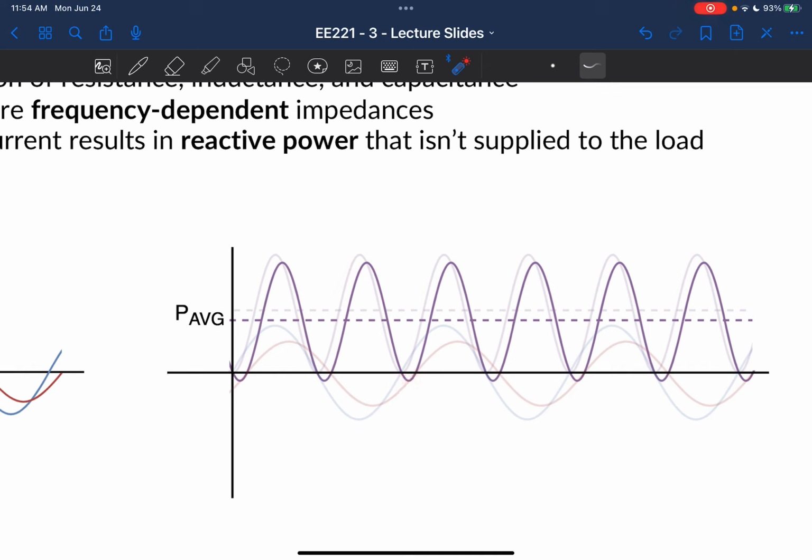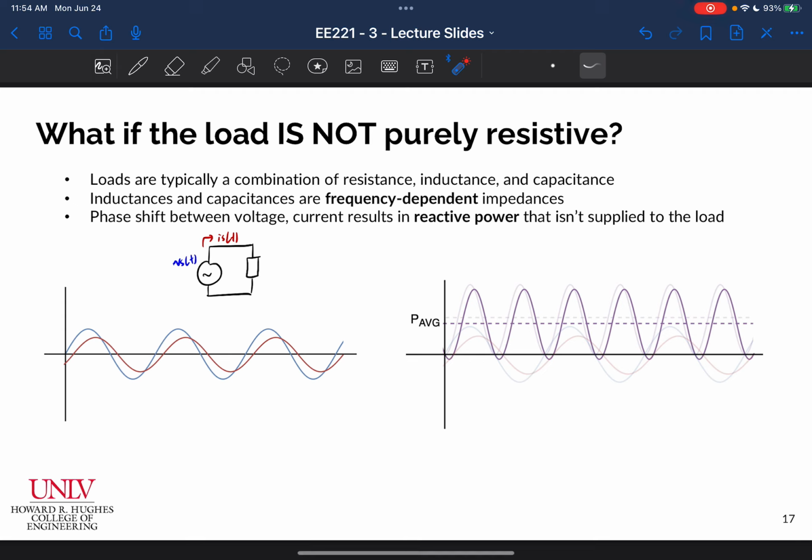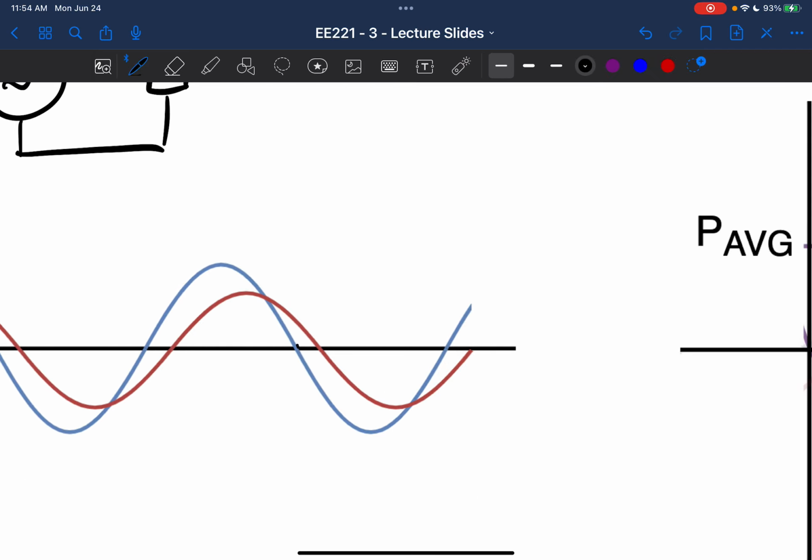amplitude, but the average value moves down because the signal is starting to shift to where its average value is dropping. And so we can't just take VS RMS times IS RMS when we don't have a purely resistive load, because we have to account for this phase shift between the voltage and the current. Okay, so if I were to draw that, it would be this phase shift here in degrees.